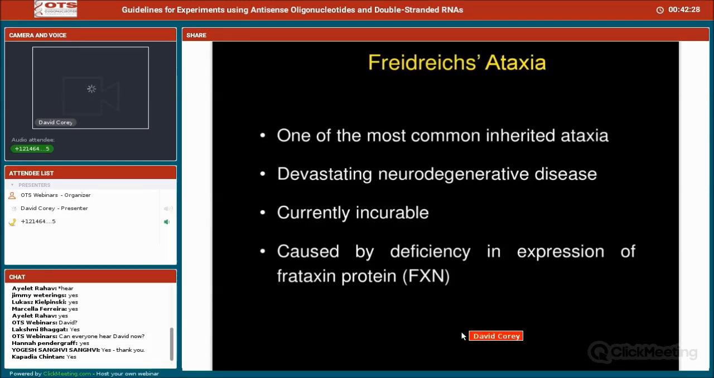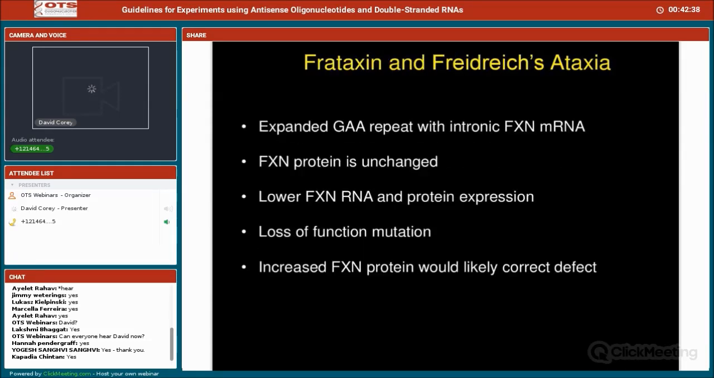It's one of the most common inherited ataxias. It's a devastating neurodegenerative disease. It's currently incurable. It's caused by a deficiency in expression of the frataxin protein. It's caused by an expanded GAA repeat within intronic frataxin messenger RNA. So this is a disease that's caused by a mutation within a non-coding RNA.